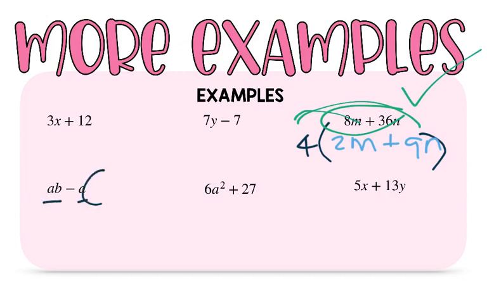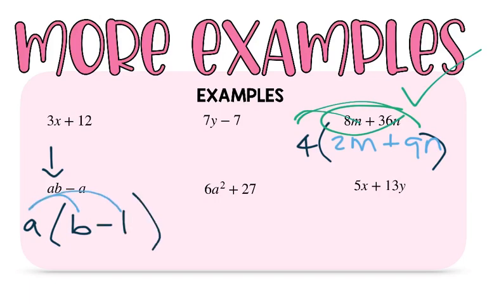This one doesn't have a B, so I definitely can't take a B out from both of them. So I'll take an A out, and what's left? Well, the first one divided by A, the A would just go away, so you'd have B. And the second one, you have negative A divided by A, which would be negative 1. Again, if you need to check it, distribute it back out. A times B is AB, A times negative 1 is negative A, and that matches the original.